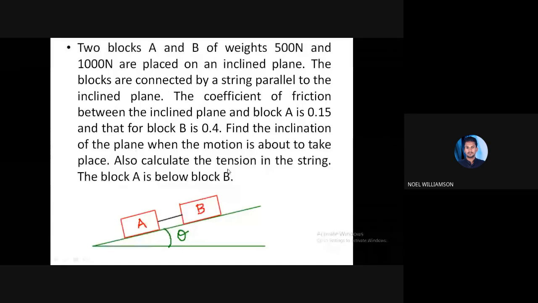Now, block A is below block B, and this is the figure. Sometimes this figure may not be given, so by reading the question, you have to draw this figure. Okay, so please put in the chat box when you have completed the question.